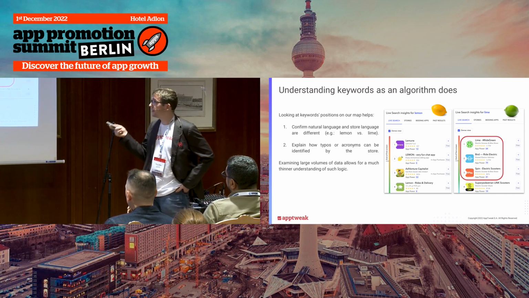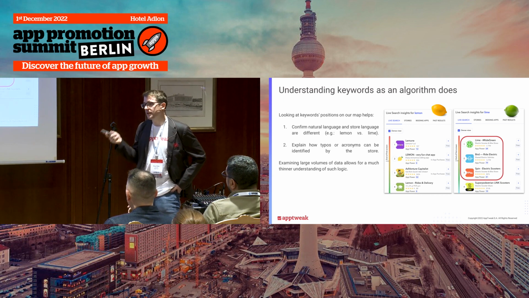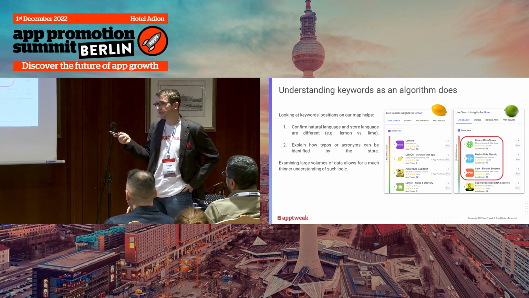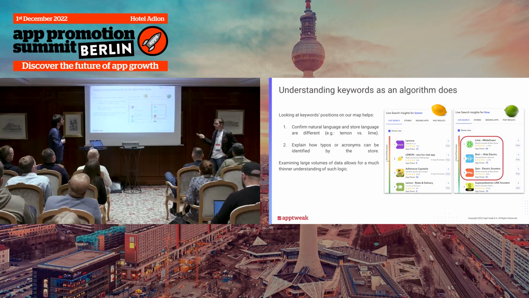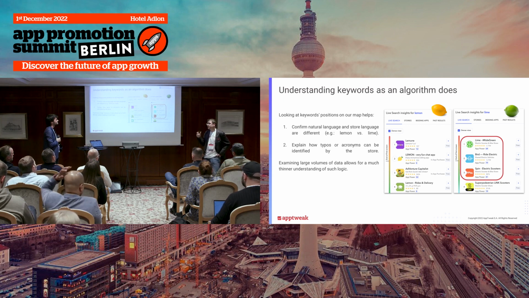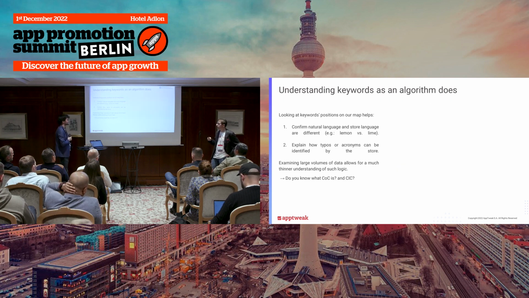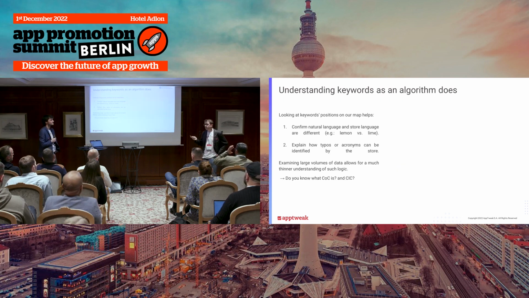Another thing is this explains how the store is able to identify typos, how it's able to understand acronyms, and even how it's going to make the difference between the two. So again, being able to do this with any keyword and any app in the store is extremely powerful. But so Lime and Lemon, you probably knew. Do you know what COC stands for? Clash of Clans, of course.